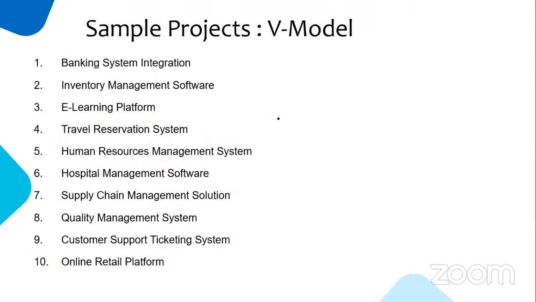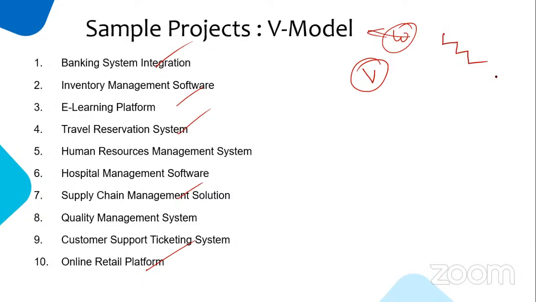So, sample projects. Again, whatever we learned in waterfall will come for the V model. E-learning, reservation system, supply chain management, online retail, banking system: almost all IT companies' projects will be following the V model only. Some mobile development projects will follow the waterfall model. So mobile app development, in a single go, they create an Android or iOS app.